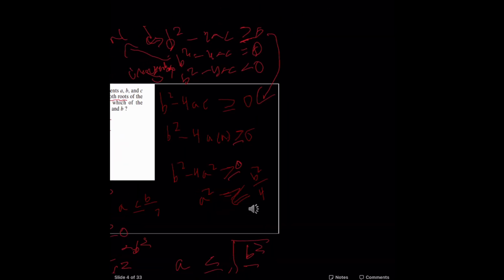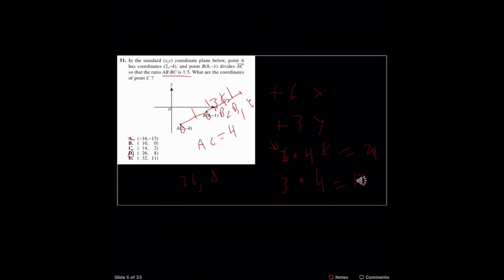All right, hopefully that problem was simple. All right, and then on to our last problem of the day. So in this problem, it says in the standard xy coordinate plane below, point A has coordinates 2, -4, and point B has 8, -1, and B divides AC so that the ratio between AB and BC is 1 to 3. What are the coordinates of point C? So point C is right over here. It's an imaginary point. You cannot actually see it. But anyways, what are the coordinates of it?